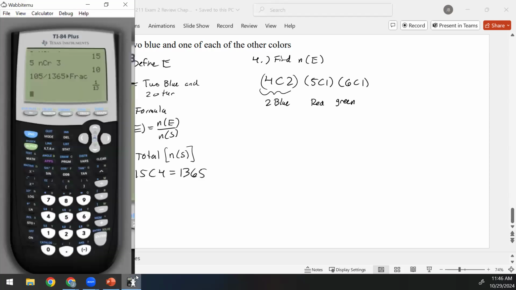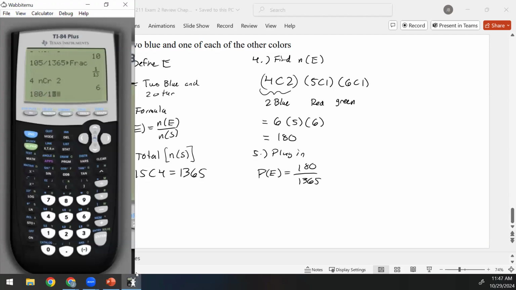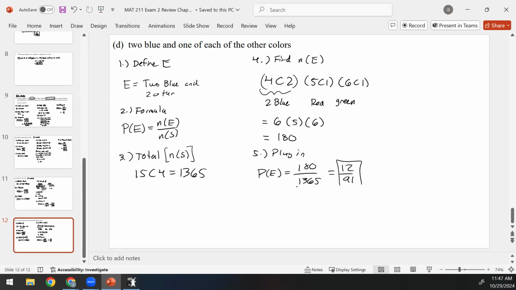So I do 4 choose 2, so 6. 5 choose 1 is 5. 6 choose 1 is 6. Remember, if you see a number choose 1, it's just the number at the very front. So 180. And then step 5 is to plug in. 180 over 1365. 180 divided by 1365, if I do math frac, 12 over 91. And there you go.